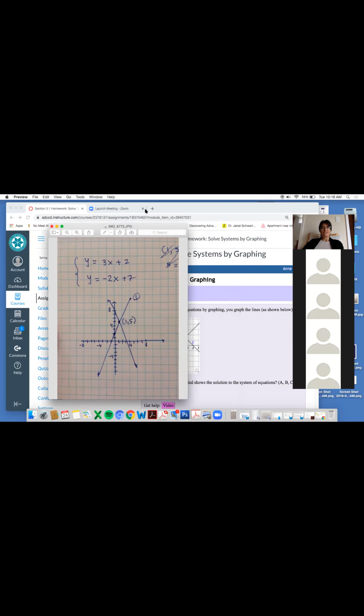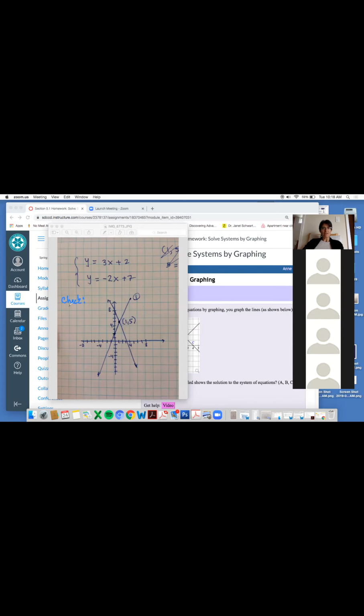Okay. All right, so any questions so far on the graphing part? Okay, so now we can check. Let's see whether this solution is correct.